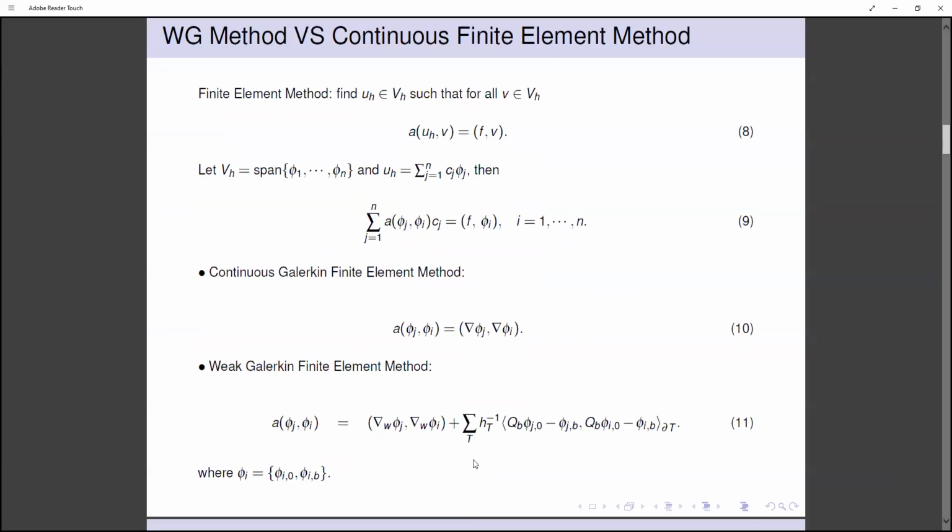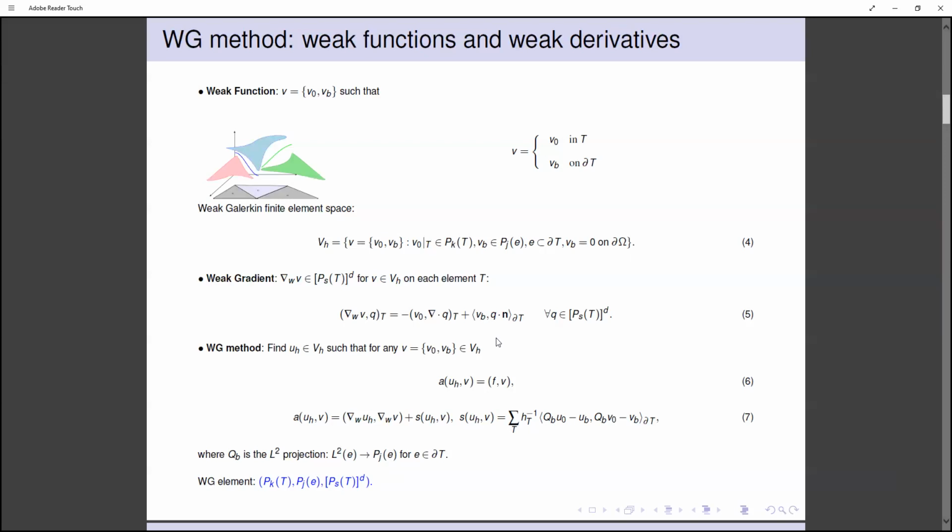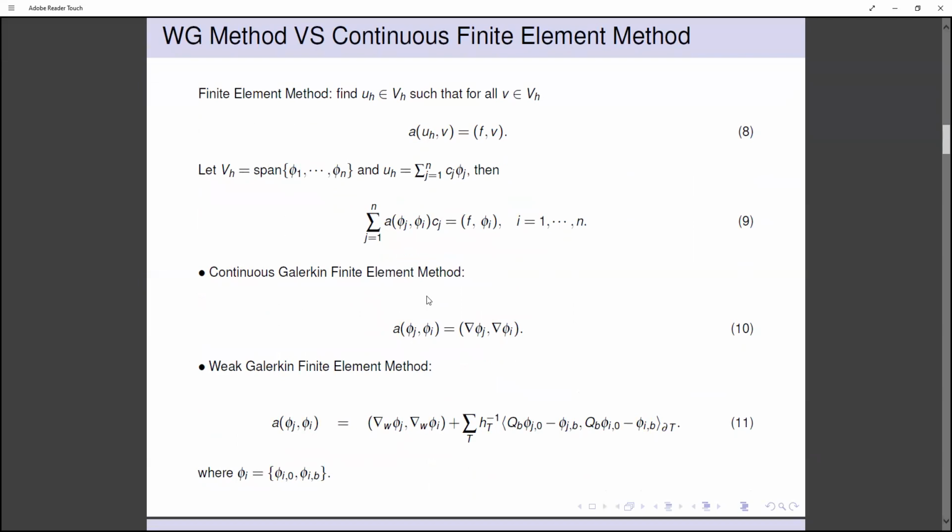Okay, I'd like to mention that for the WG method, you see two equations, 5 and 6. What you need to do is concentrate on equation 6. Equation 5 is just a formula used to find the weak gradient. So to better understand what the WG method is, let's go back to the basics of the finite element method.